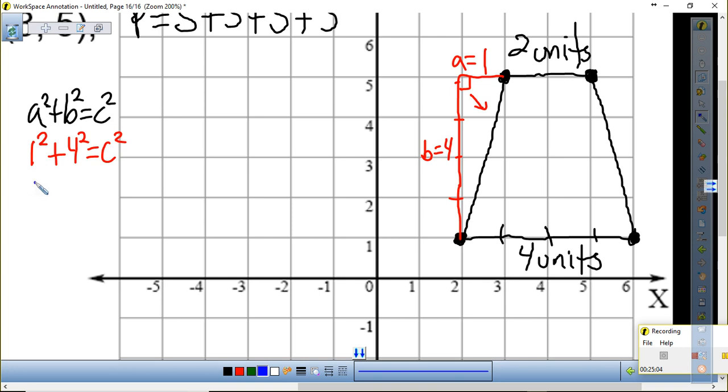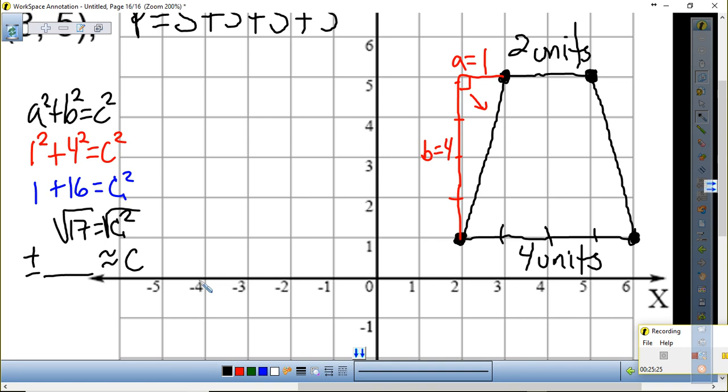Simplify. 1 squared is 1. 4 squared is 16 equals c squared. Let's solve. This is 17 equals c squared. And how do we solve for c? Square root. So we get plus minus something approximately c. Find me that something, please. And we're rounding to the nearest tenth, so you don't have to go too far out.